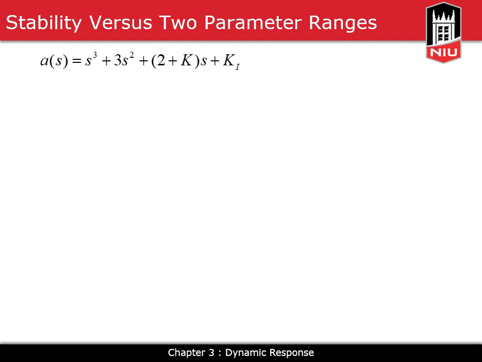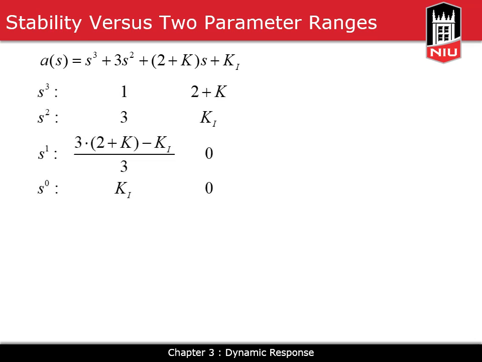So here's our characteristic polynomial again. 1, 3, 2 plus K, and Ki are placed in the first two rows. Then the terms in the next two rows have to be calculated. We have already calculated them and put the answers in place. For the system to be stable, we need all terms in the first column to be positive. The first two are already positive. So we need to look at the other two.